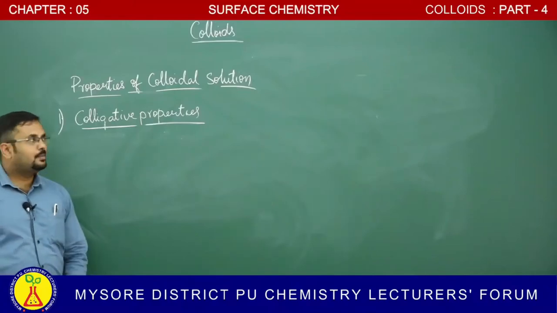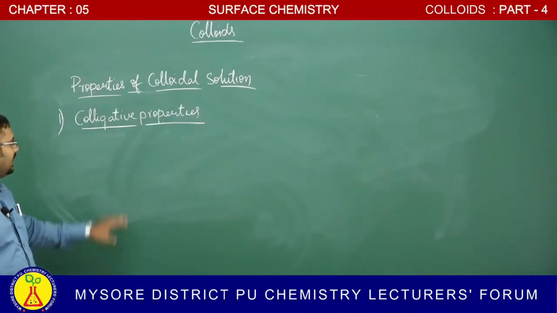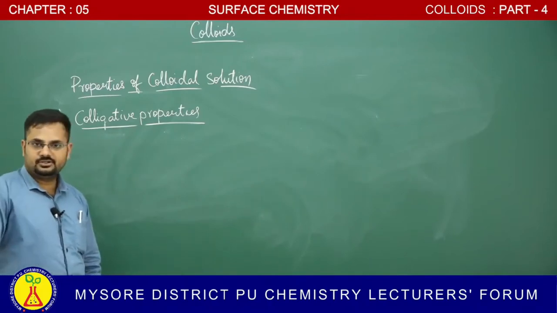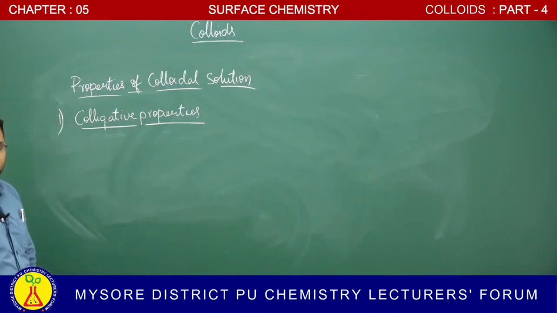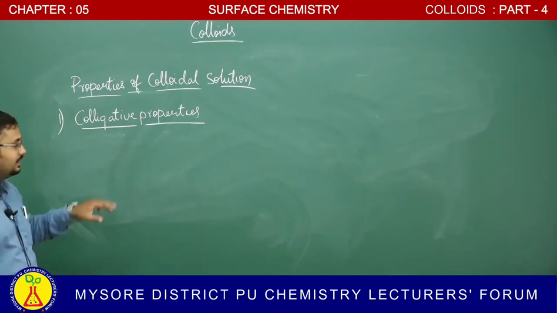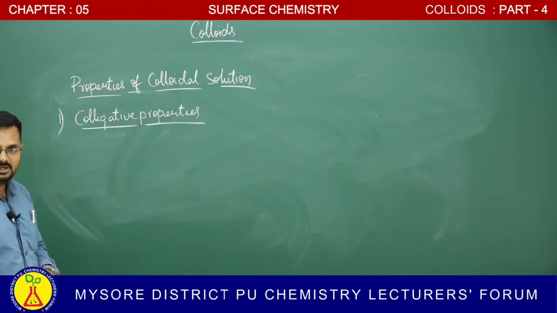So next we have properties of colloidal solution. Under that you have colligative properties. Already I have studied colligative properties in the solution chapter. So what do you mean by colligative property? The property which depends on the number of particles. Is it right? So that is nothing but called colligative properties.